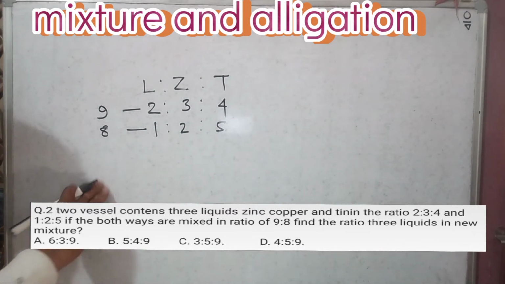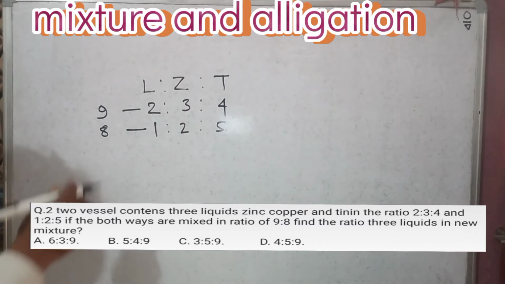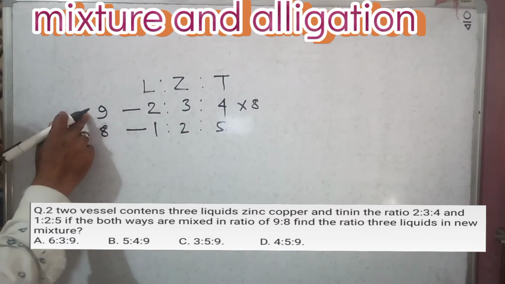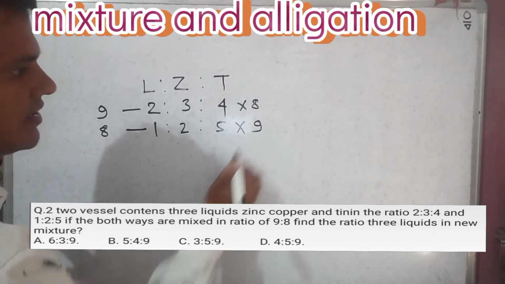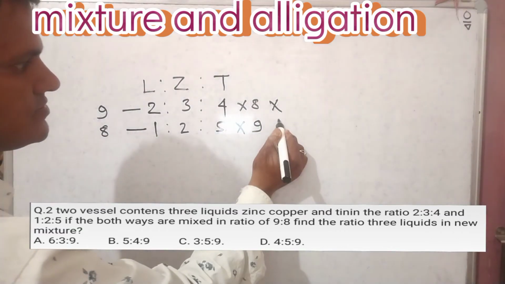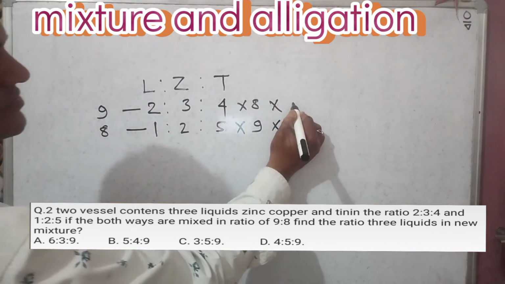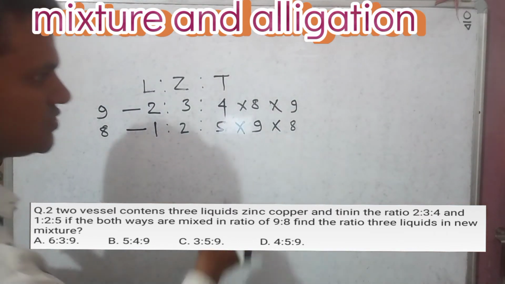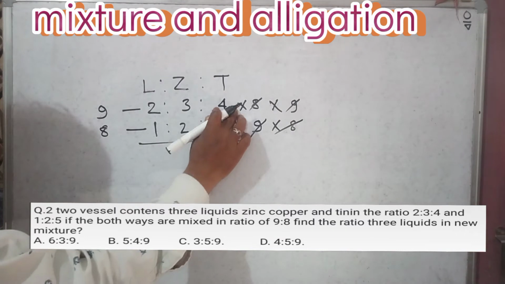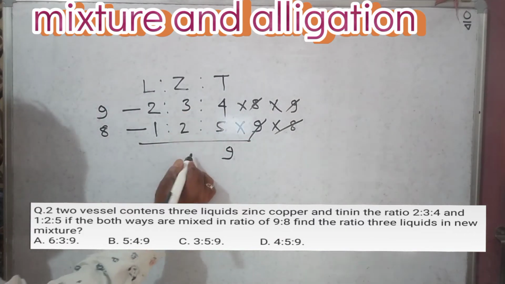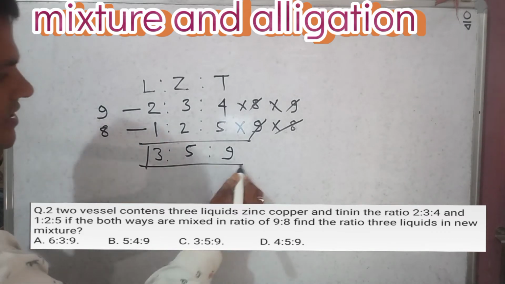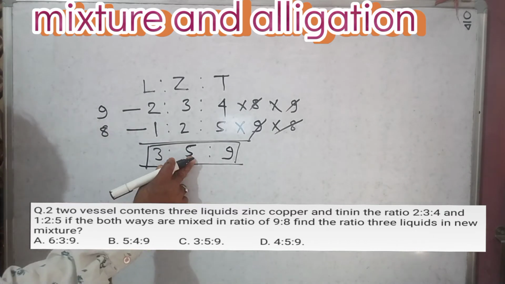So we can multiply above to below and below to above. So below is 8, so multiply with above, and above is 9, so multiply with 9. Both are the same part, right? And both are mixed in 9 is to 8. So 9 and 9 cancel and 8 and 8 cancel. Now directly add them. 5 plus 4 is 9. 3 plus 2 is 5. 2 plus 1 is 3. So the new mixture is 3 is to 5 is to 9.